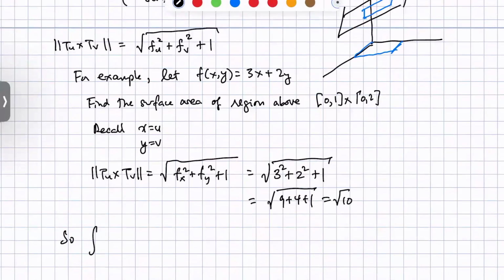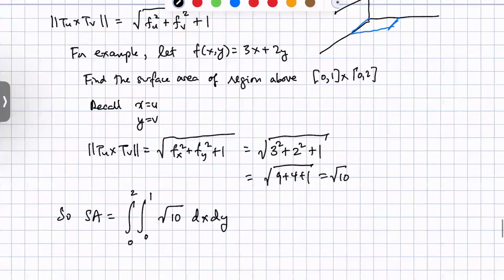So my surface area is just the integral where x goes from 0 to 1, y goes from 0 to 2. Okay, my integrand is root 10. You can say du dv or dx dy. There are no x's and y's in the integrand. So I just get 2 times 1 times root 10. So I get 2 root 10.